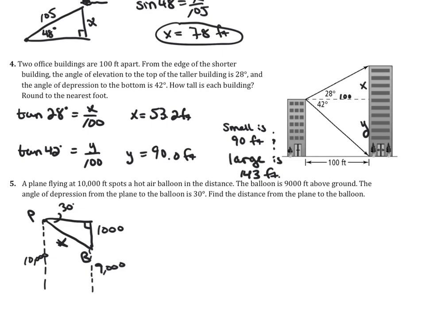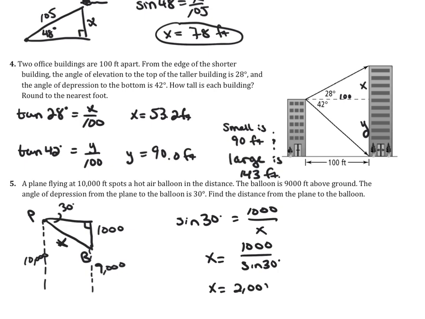Based on the angle, we have the opposite and the hypotenuse, so we'll say that the sine of 30 degrees equals 1,000 over x. Multiply and divide: 1,000 over the sine of 30 degrees, and we get that x is 2,000 feet. All right, let me know if you have any questions.